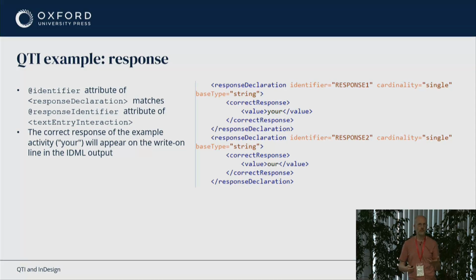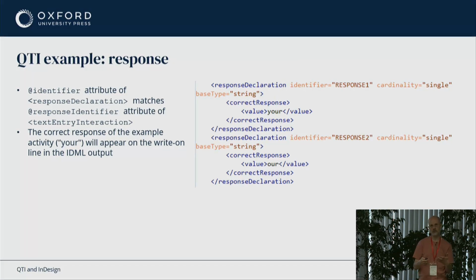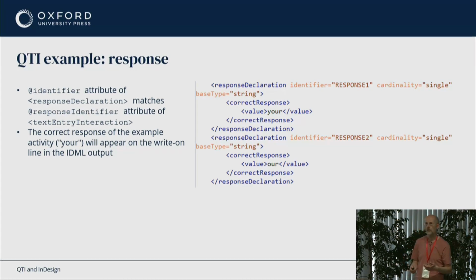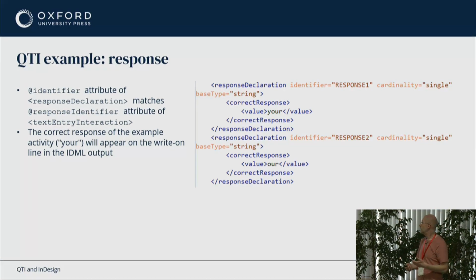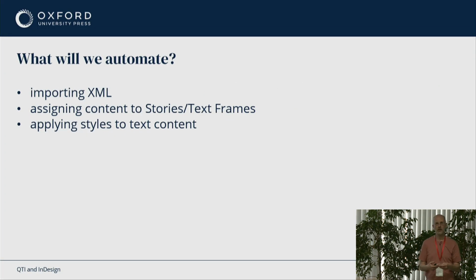Yeah, in the digital environments, the QTI package also contains a thing called a response processing template, which has some fairly clunky logic for scoring the activity. So what parts of this process are we going to automate?